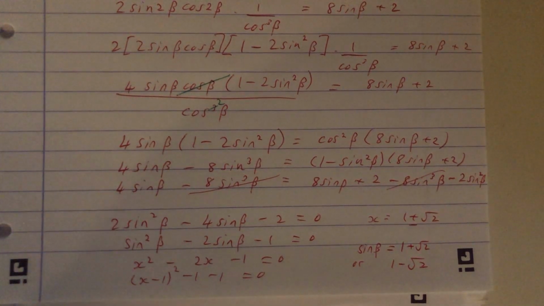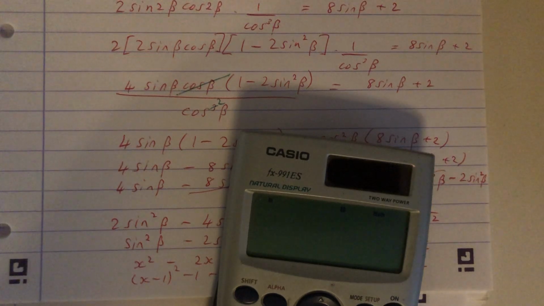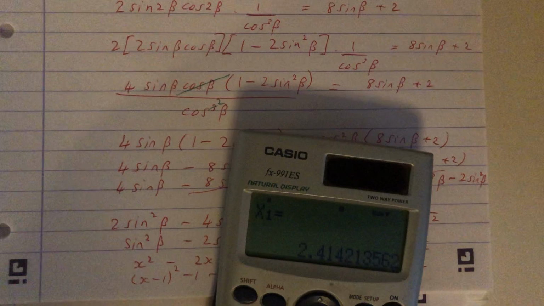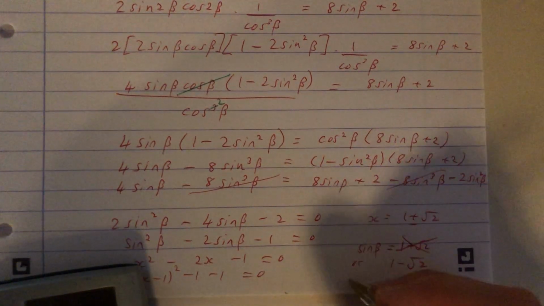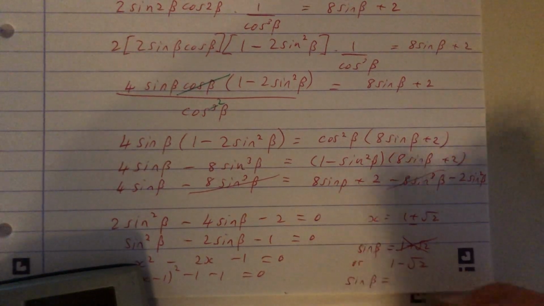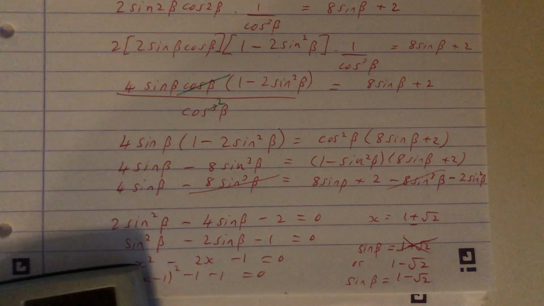Now the question said find the value of, which means there can't be two answers unless there's a typo in the question. There is not a typo in the question because if I look at those two values, one of them does not make sense. Sine being equal to 2 point something is impossible. Sine has to be between -1 and 1. So the exact value of sine beta would be 1 minus root 2. It's a lot to do for 7 marks. But that is pretty much it.